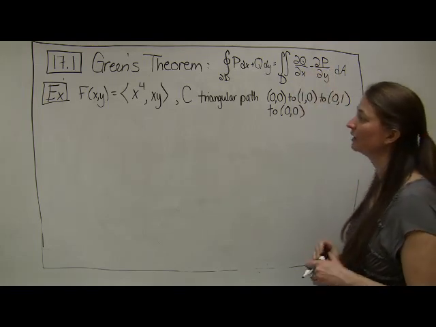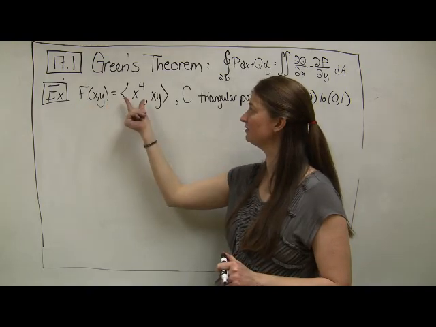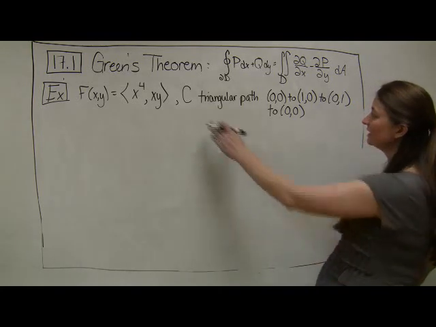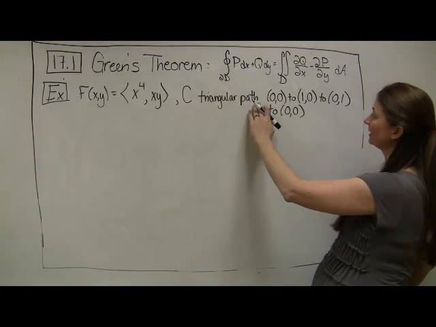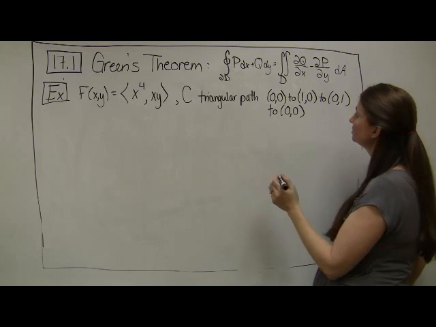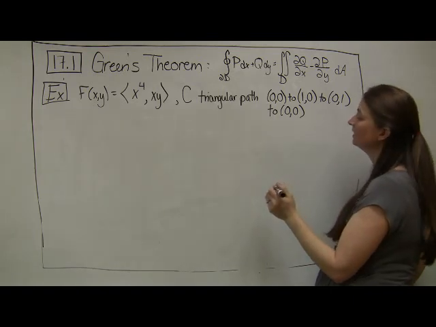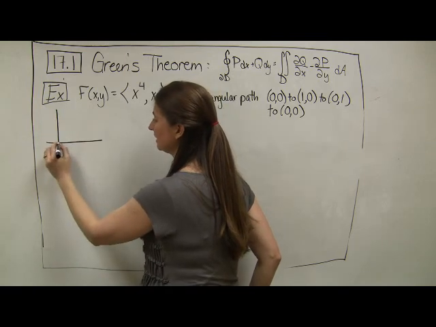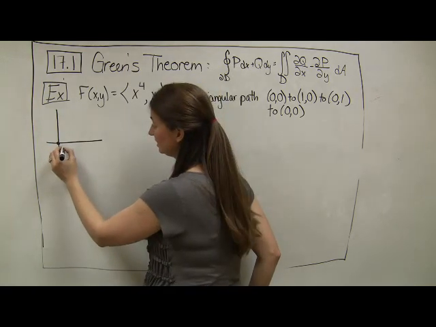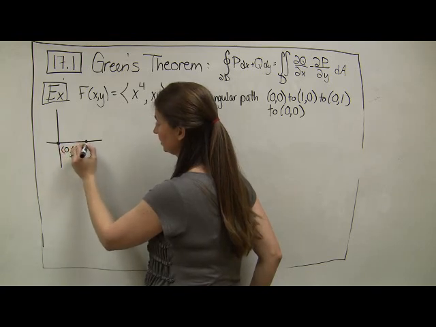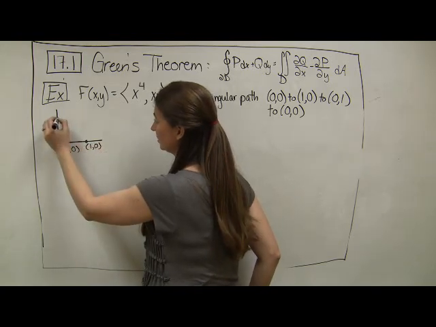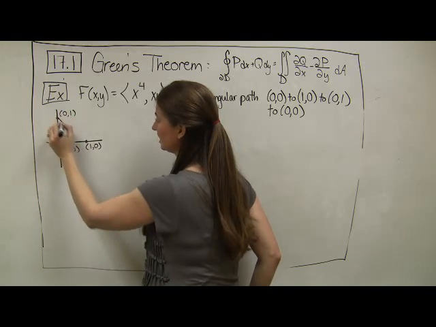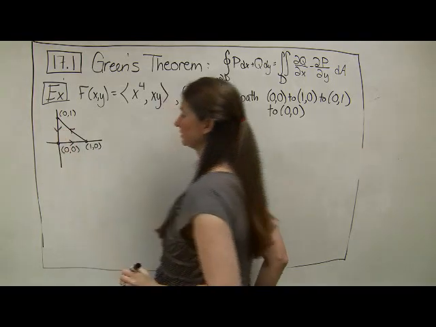So let's see an example where, in this case, my vector field f is given by x to the fourth comma xy. And C is going to be a triangular path. This triangular path goes from (0,0) to (1,0) to (0,1), back to (0,0). So I'm going to go ahead and sketch what that triangular path looks like. Notice that we're starting down here at (0,0), and then we're going to (1,0), and then up to (0,1), and then back to (0,0). So really, our triangular path looks something like this.